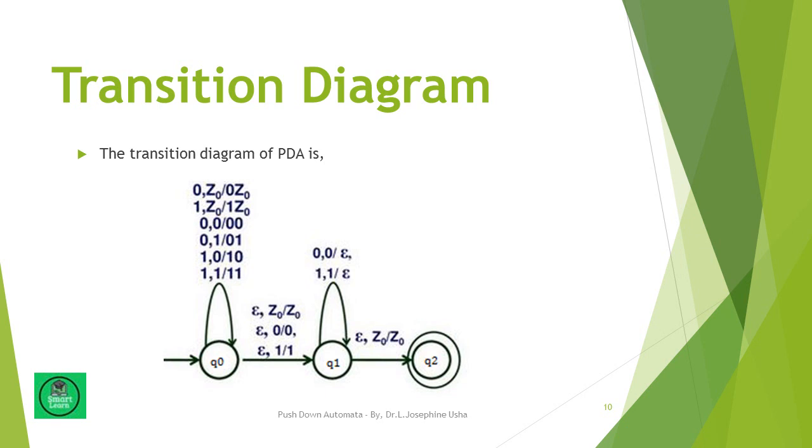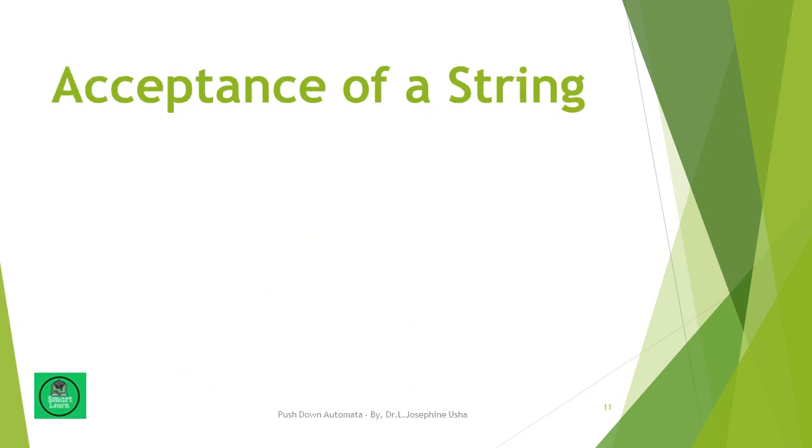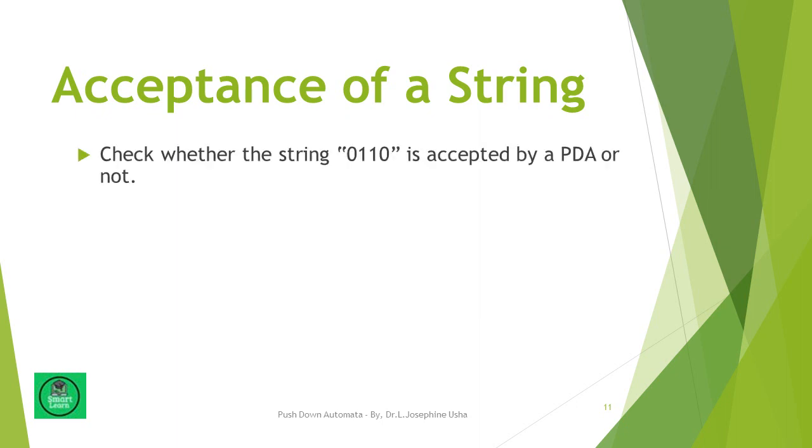For each and every edge we have a label, which represents the input symbol, then the stack content before as well as after. This is the way we can draw the transition diagram of a pushdown automata. Next is the acceptance of a string. We are checking whether the string is accepted or not using this previous pushdown automata.